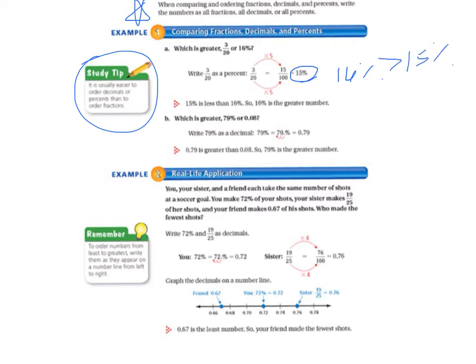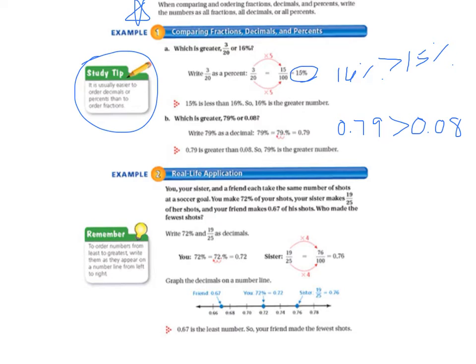So we can write that 16% is greater than 15%. Letter B, which is greater, 79% or 8/100ths? If we write 79% as a decimal, it's 0.79, and then we can compare our decimals. 0.79 is greater than 0.08. So 79% is the greater number.